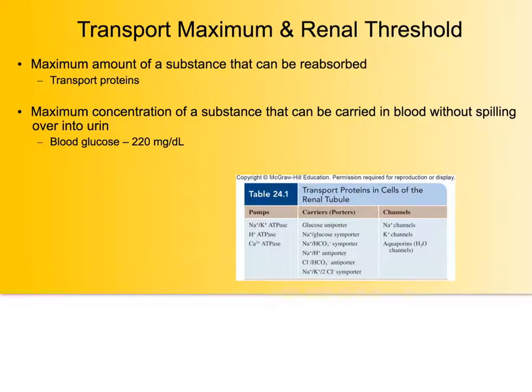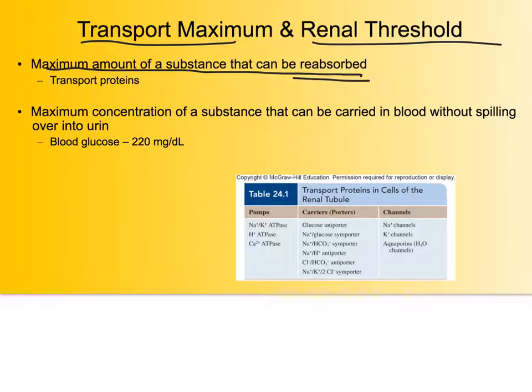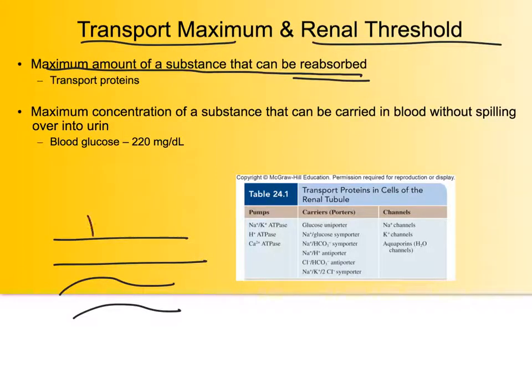Now, there is this thing called the transport maximum and the renal threshold. The transport maximum is the maximum amount of substance that can be reabsorbed into the blood. So if this is the filtrate, this is the blood, we only have so many channels. Whoops, I guess I should draw the channels down here. So many channels in order to get things back into the blood. If we have more than that, we go over what we call the renal threshold.